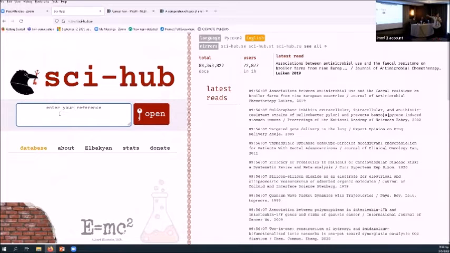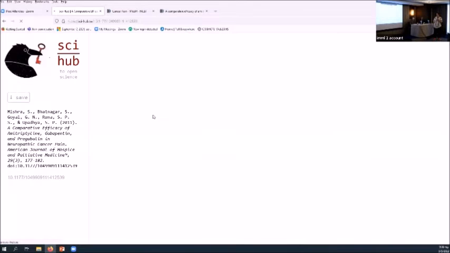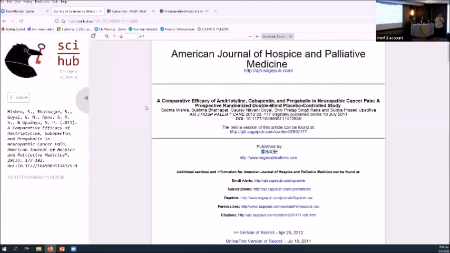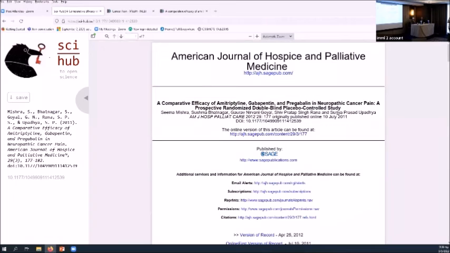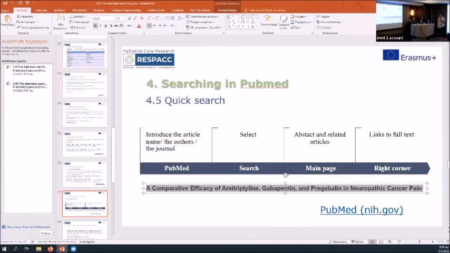So there you write it, and here you get your article. Here you have it. It's your full text. If you have an institution license, that's fine. But if you want to read something for your private use, not making money out of it, this is another place where you can get your information.